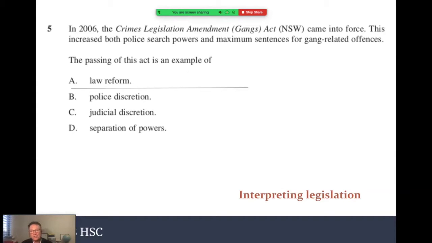When I've changed the statute law in this case, we've reformed the existing law. It's not an example of police discretion. It hasn't got to the judge yet, so it is not judicial discretion. Separation of powers is a different issue. Law reform is the answer.